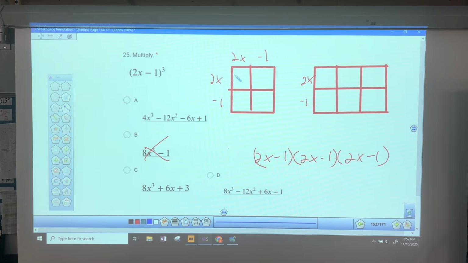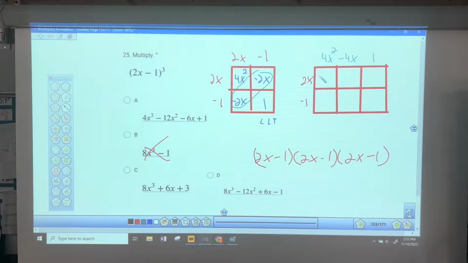So 2x times 2x is 4x squared. Minus 2x plus 1. When I combine like terms, it's going to go on the top. So 4x squared goes on top. Minus 4x plus 1. Let's fill in this point.